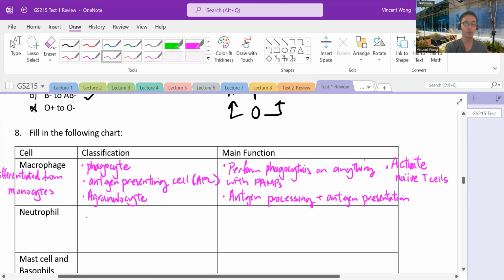Next, we have the neutrophils. We can classify them as granulocytes. Right? They are also phagocytes. They can also eat stuff up. It's just that they cannot present it. Okay, so they're not APC. The main function is just phagocytosis. Right? Walk around, eat things up.